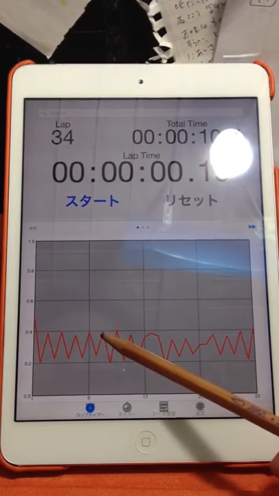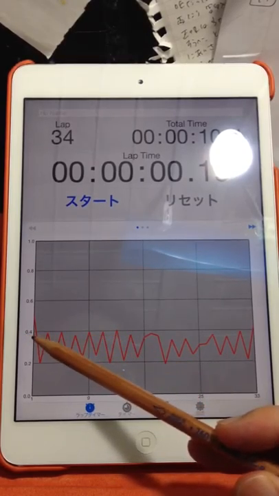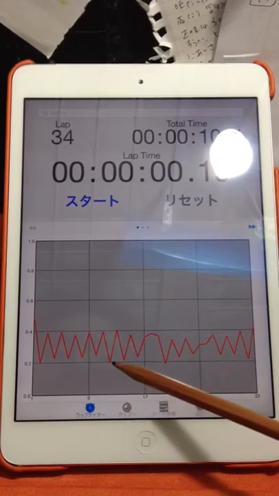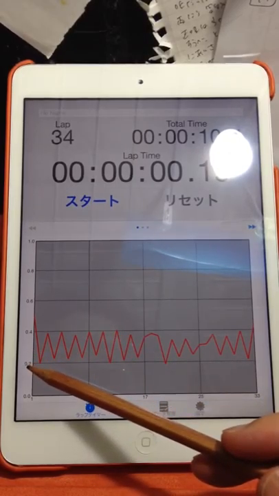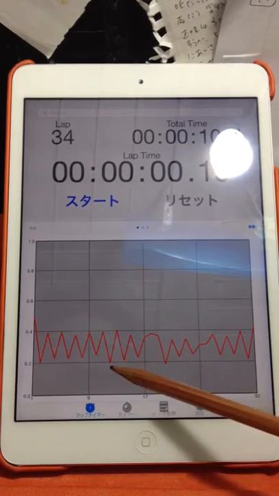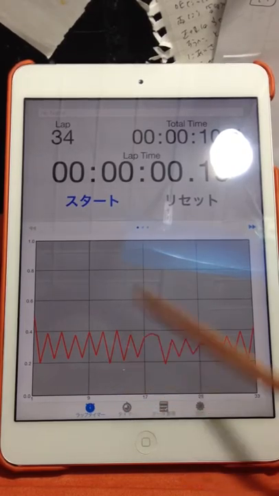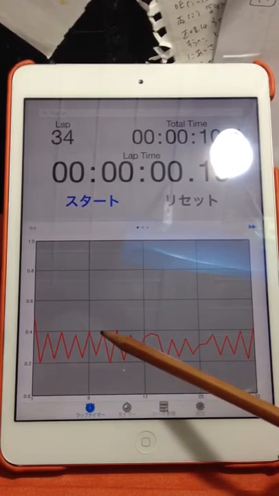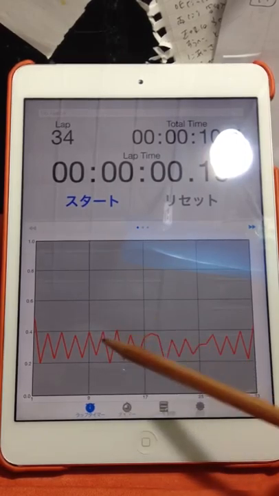Front 0.4 second, back 0.2 second, so it's a 2-1 triplet bounce.